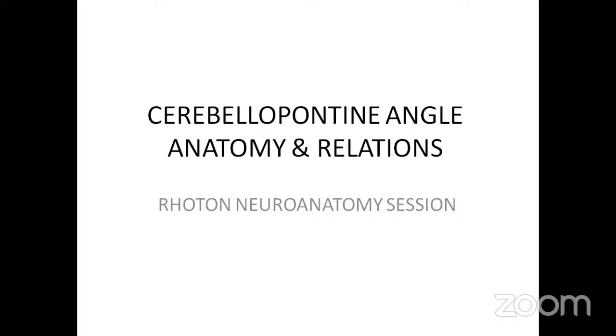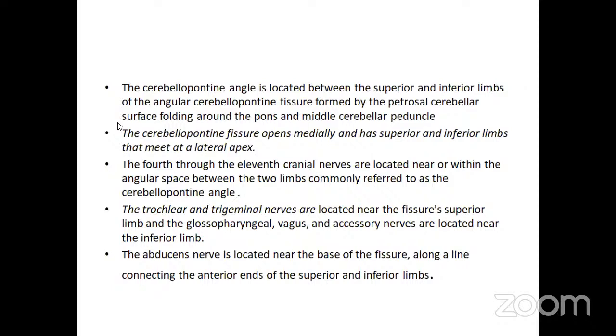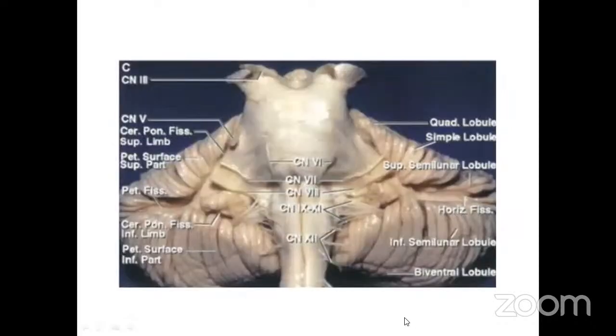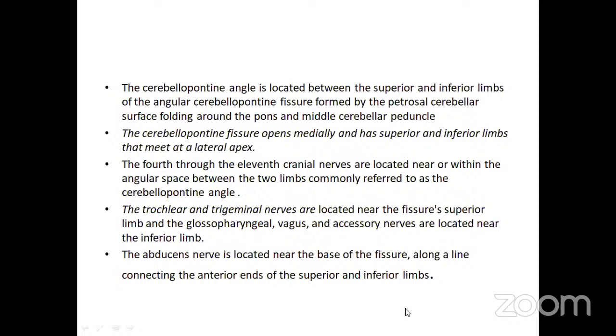Today's topic of presentation is Cerebello-Pontine angle anatomy and its relations. This Cerebello-Pontine angle is located between the superior and inferior limbs of the angular cerebello-pontine fissure. The cerebello-pontine fissure is formed by the petrosal cerebellar surface which folds around the pons and the middle cerebellar peduncle. The cerebello-pontine fissure opens medially. It has two limbs, the superior limb and an inferior limb that meet at an apex laterally.